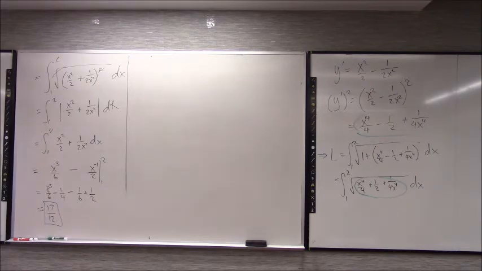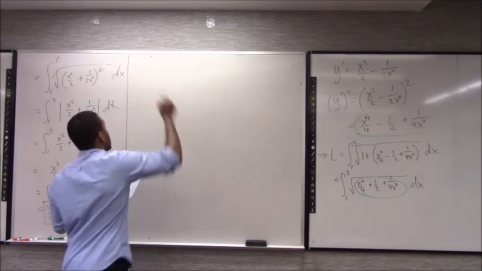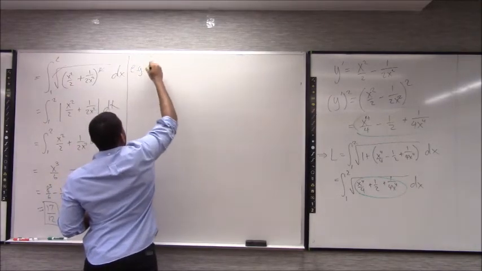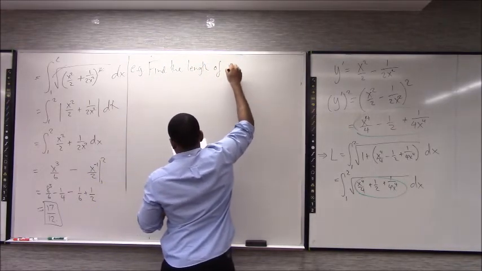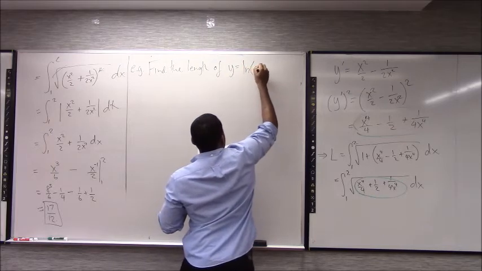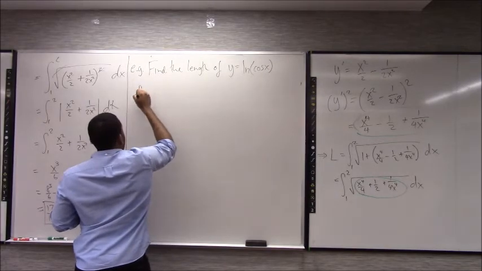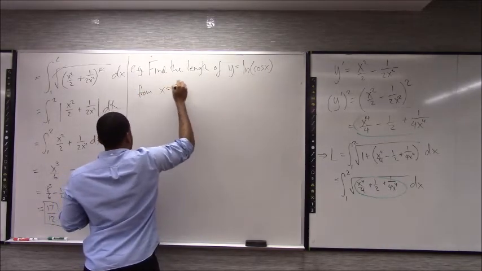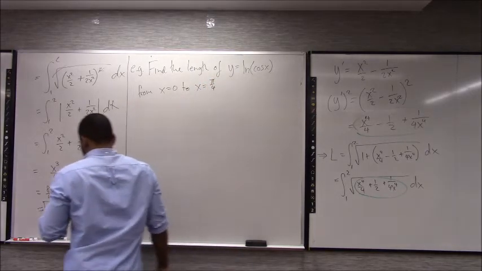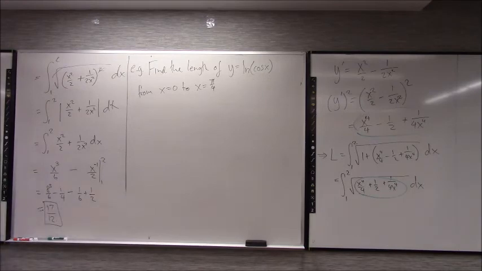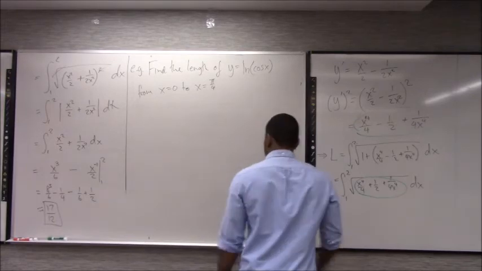So that's the idea. Let's get through these two really quickly. Find the length of y equals ln cosine of x. That angle range is within the first quadrant, so the cosine is positive, so the ln is defined and differentiable.